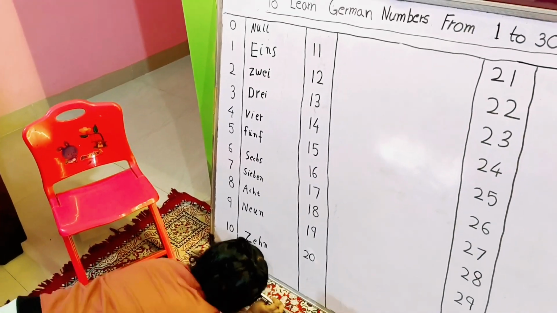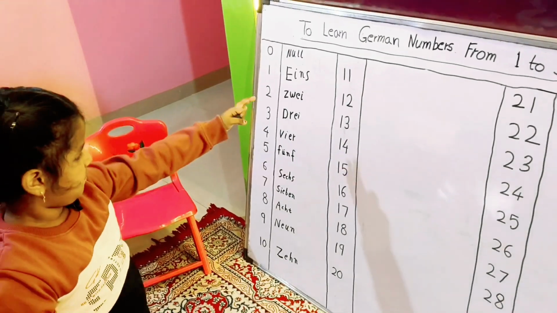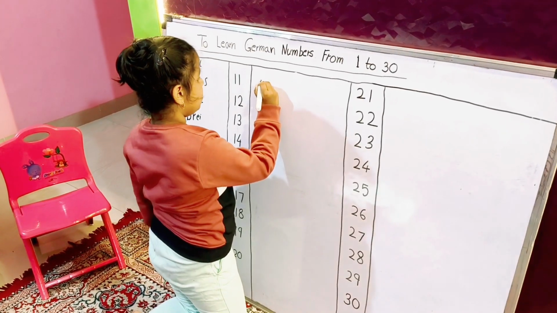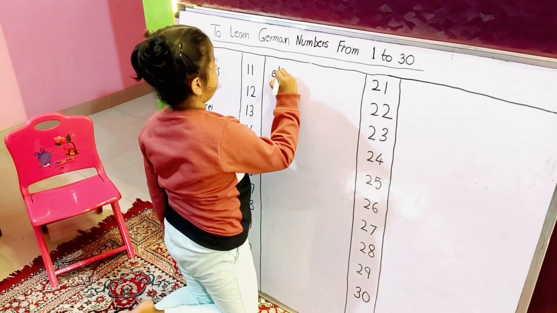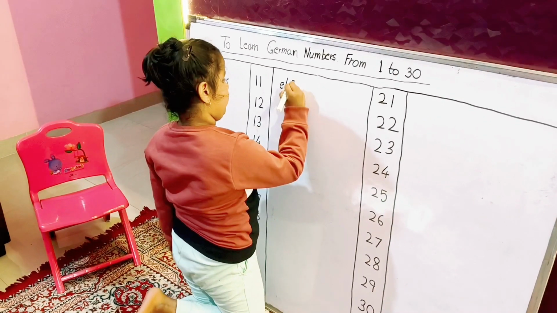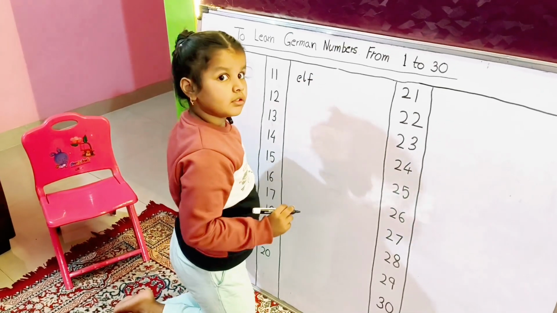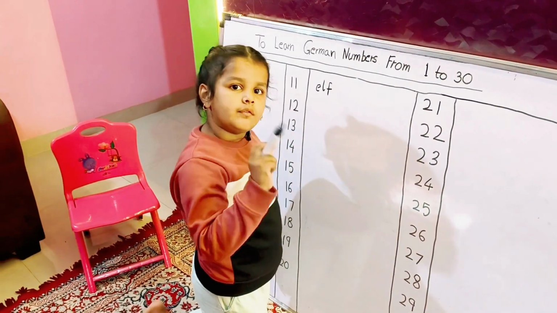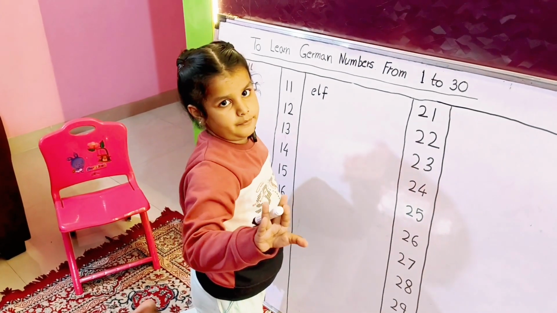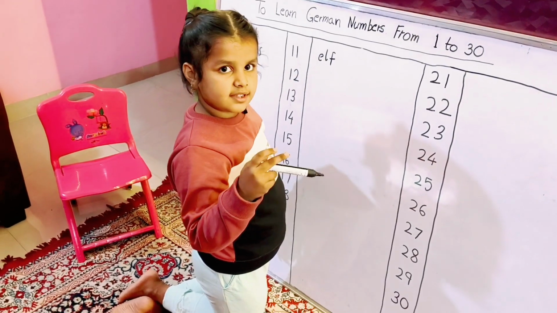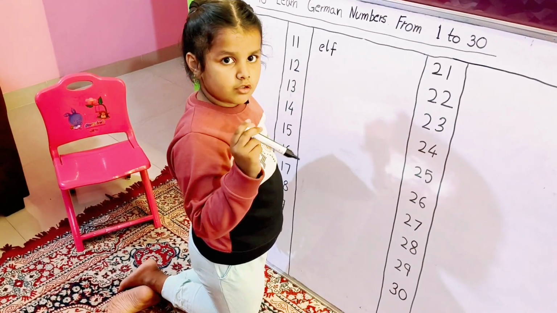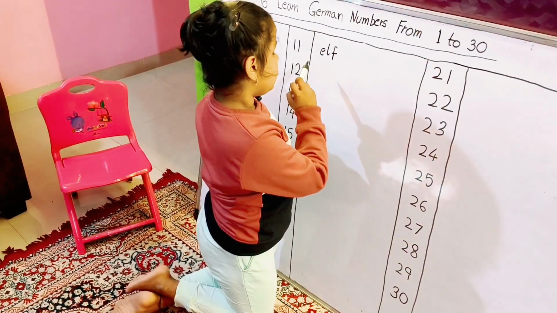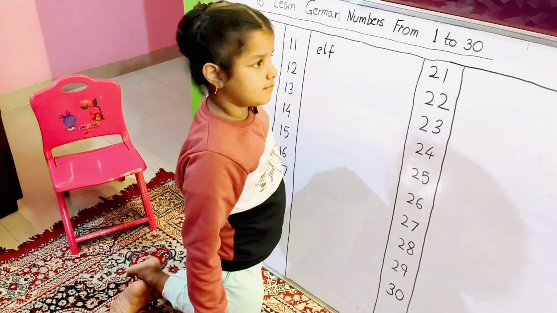So this is done. Now eleven. Look, elf, E-L-F. Elf. Twelve. Do you know eleven? This is E. You will say a simple E. It will become E, so here also it will become E.